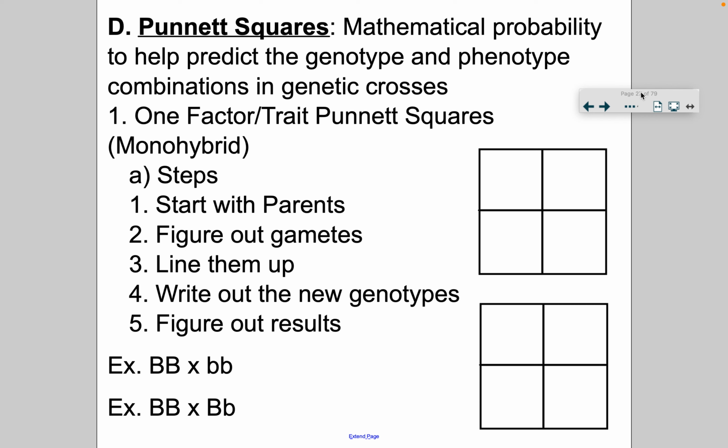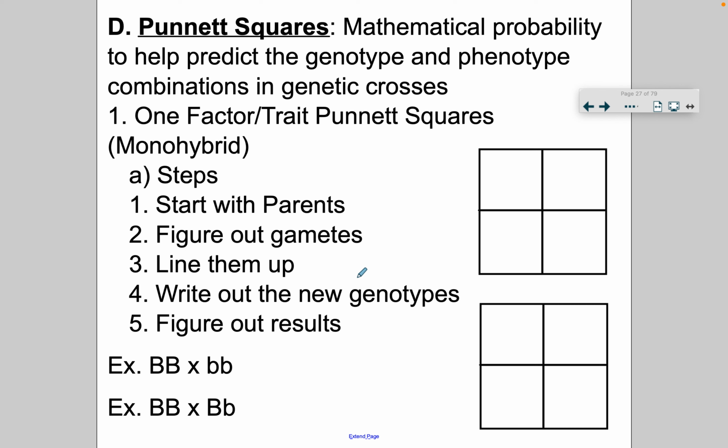And we are just going to focus on one factor trait Punnett squares, and we'll worry about dihybrid or two factor crosses in a different lecture. But we call these monohybrid when you are looking at one trait. And so the steps is you start with the parents. And so you look at the parents' genotypes, or you try to figure out the parent genotypes. Now here I'm giving you the letters, okay?